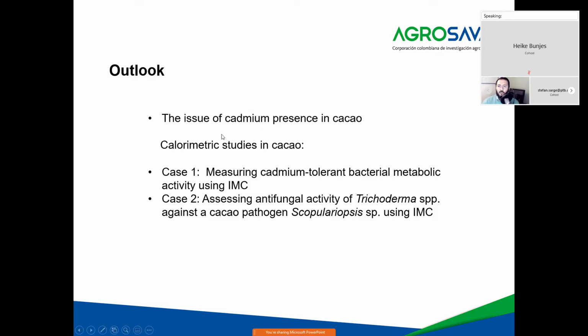Presenting an outlook, I will show three main topics. The first one is the contextualization of the issue of cadmium and also the diseases in the cacao crop in Colombia, and the calorimetric uses. The first case, as I said, with the functional group of cadmium-tolerant bacteria and regarding the metabolic activity of this functional group. And the second case will be the assessing of antifungal activity of two species of Trichoderma asperellum against a cacao pathogen which is called Scopulariopsis sp.